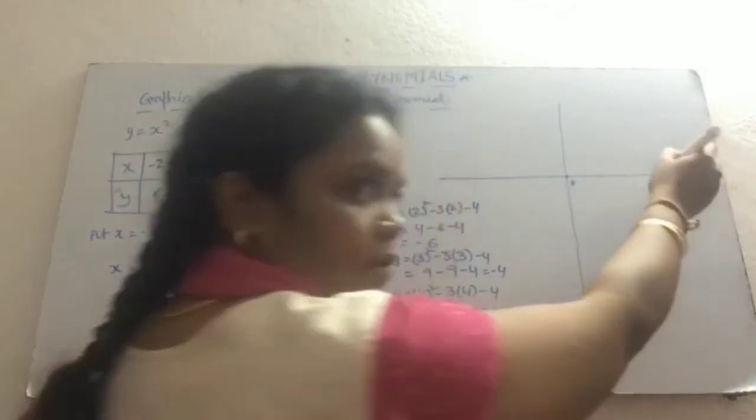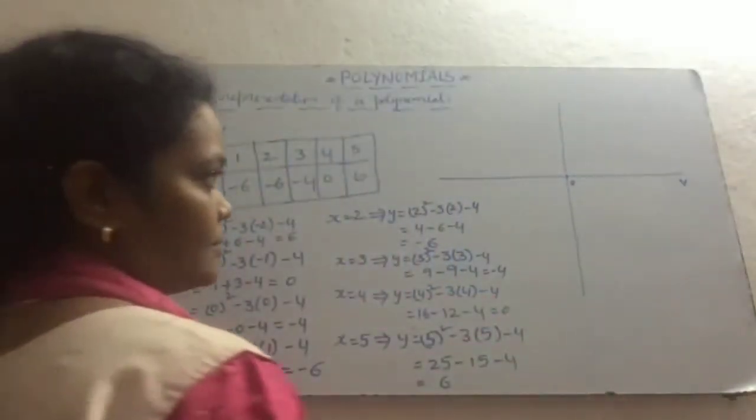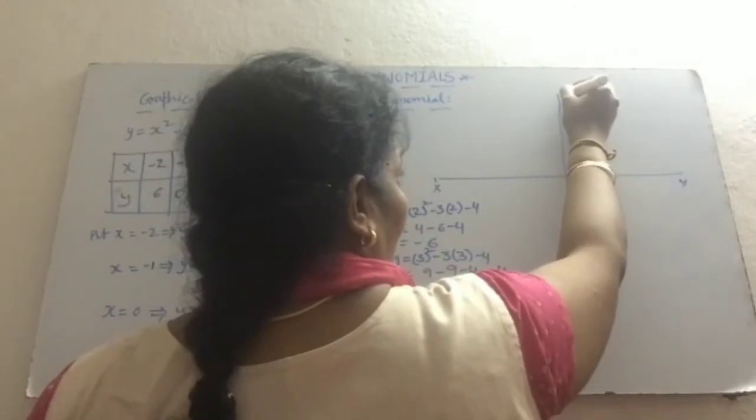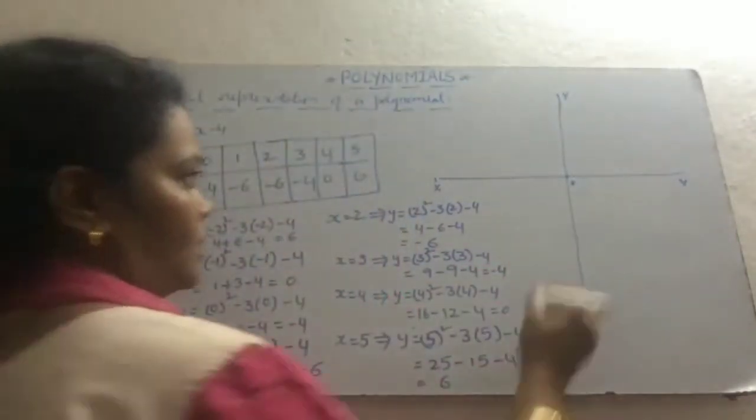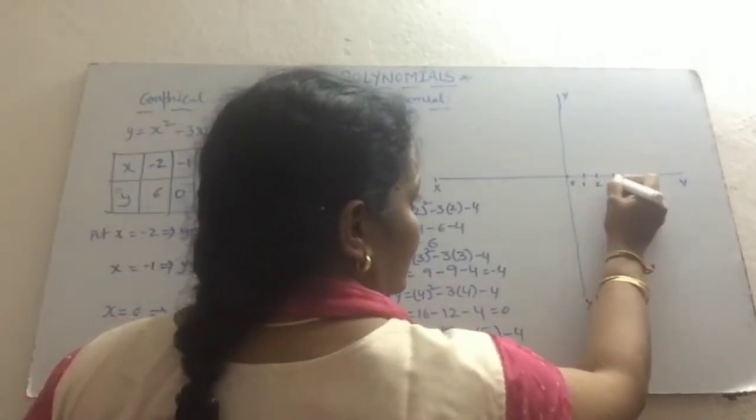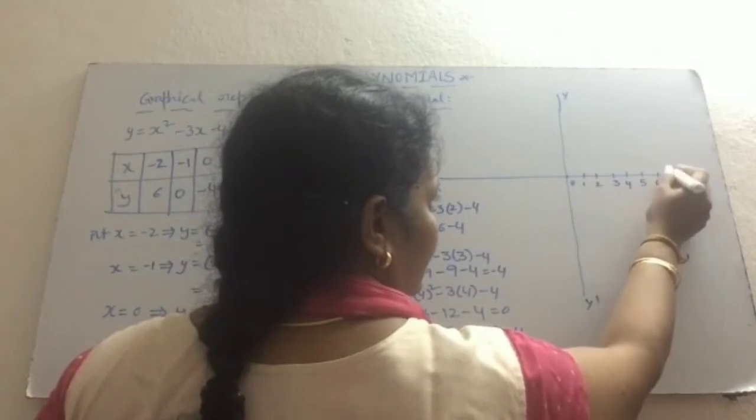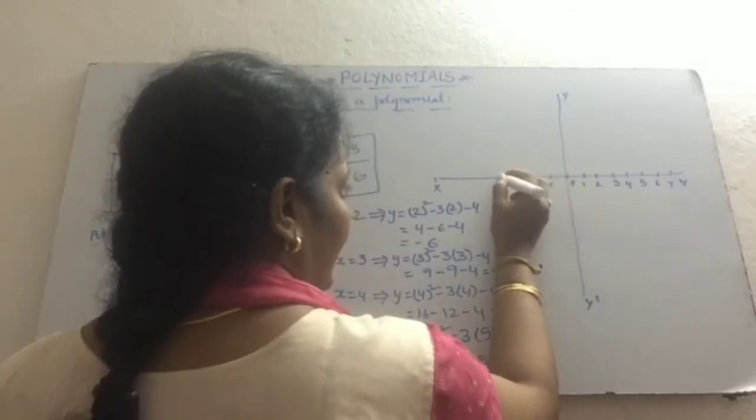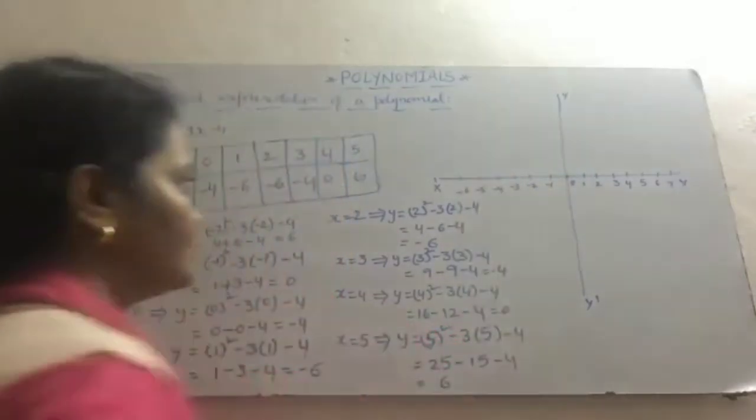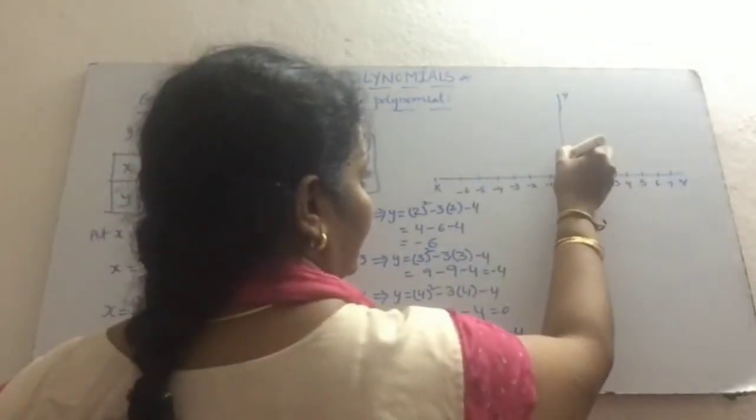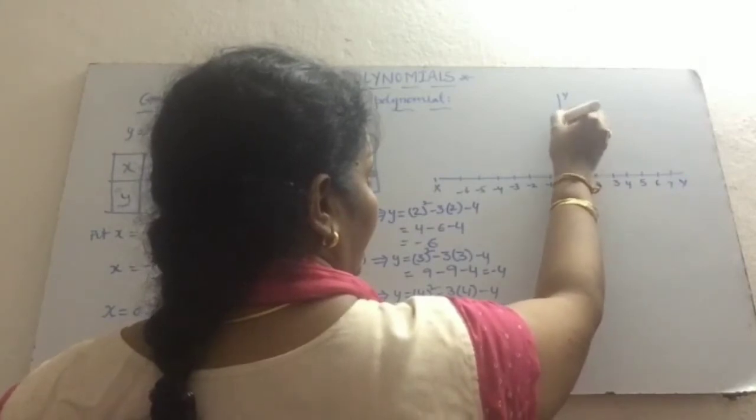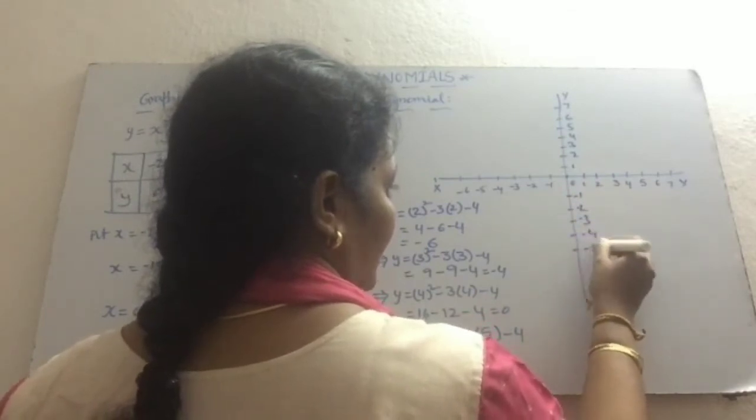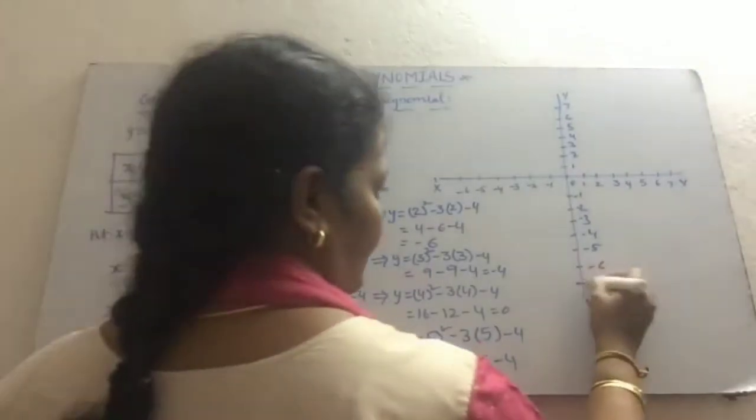Now, if we plot the graph of these points, then this is 0, this is x-axis, and this is x dash, this is y-axis, and this is y dash. I will take the points 1, 2, 3, 4, 5, 6, 7, and here minus 1, minus 2, minus 3, minus 4, minus 5, minus 6, and here 1, 2, 3, 4, 5, 6, 7, minus 1, minus 2, minus 3, minus 4, minus 5, minus 6, and minus 7.